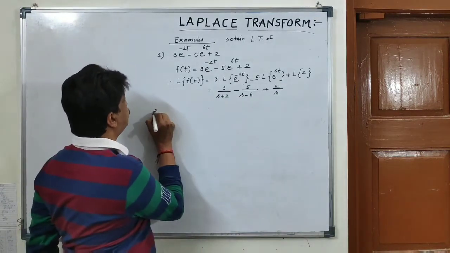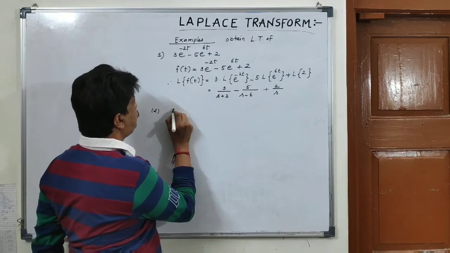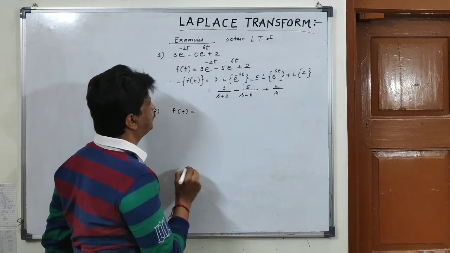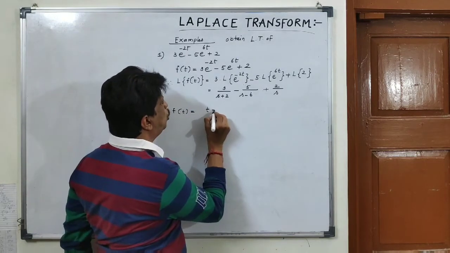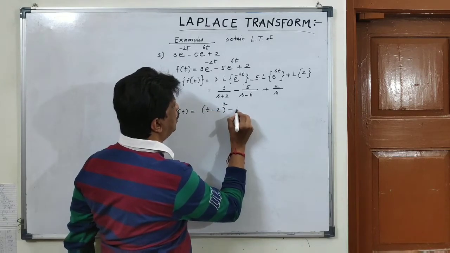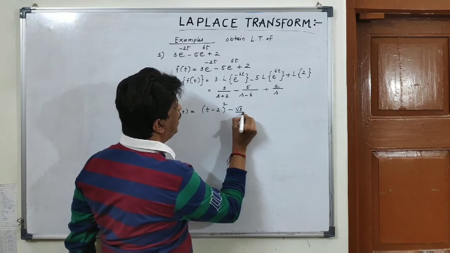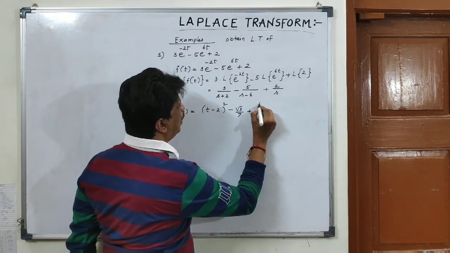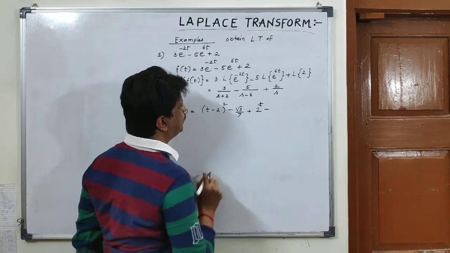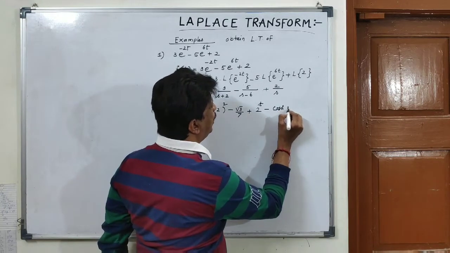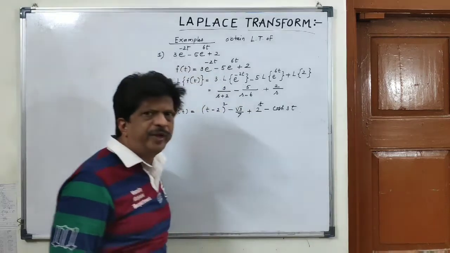Second, f of t is equal to (t minus 2) whole square minus root 3 by 7 plus 2 raised to power t minus cosh of 3. Very simple.